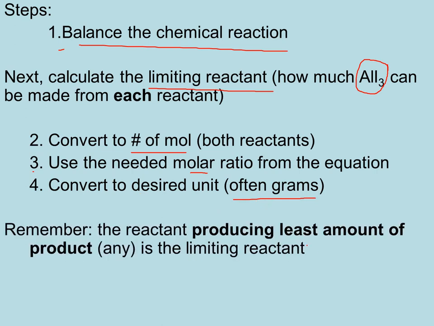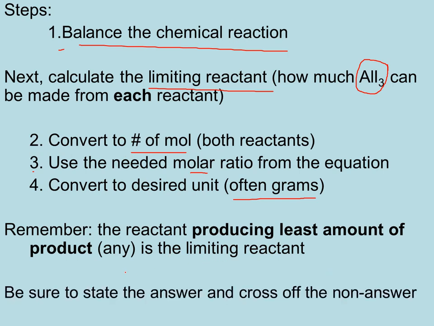Remember that the reactant producing the least amount of product is the limiting reactant. One of those two reactants is going to run out first. That's the limiting reactant, and that's the amount of product that we could possibly produce. Make sure you state your answer, because by doing this set of calculations twice, we're going to get two answers out of it. So we have to state which one is the actual answer, and then cross off the one that is the non-answer, the one that does not actually get made.